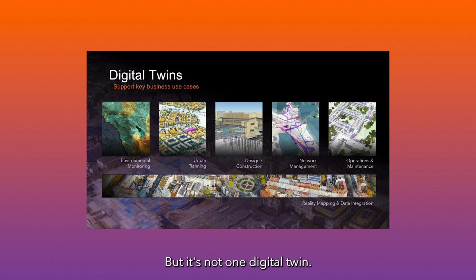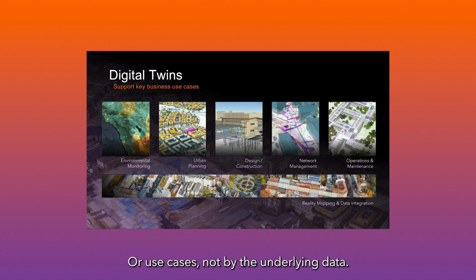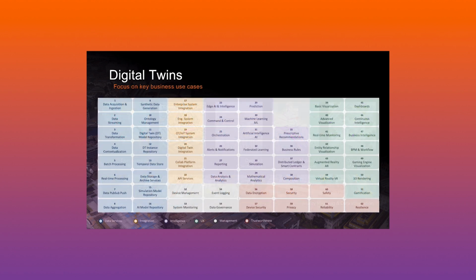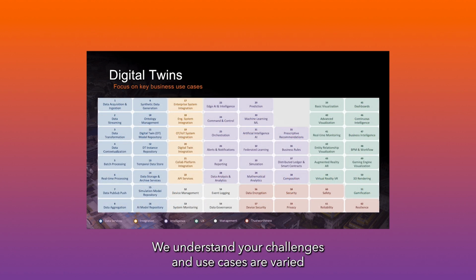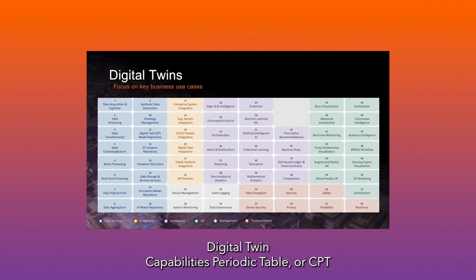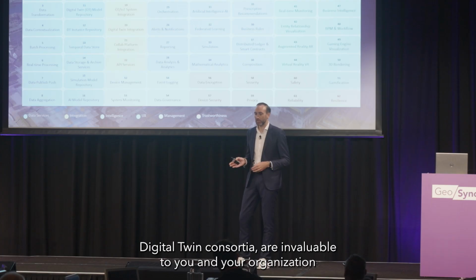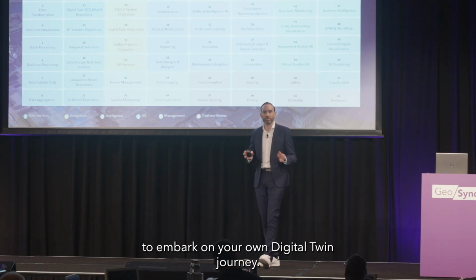But it's not one digital twin. It's many digital twins, which are defined by your business challenges or use cases, not by the underlying data. We understand your challenges and use cases are varied and diverse. Rest assured, resources like this Digital Twin Capabilities Periodic Table, or CPT for short, from the global consortia, Digital Twin Consortia, are invaluable to you and your organization to embark on your own digital twin journey.